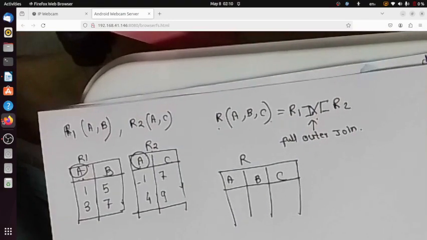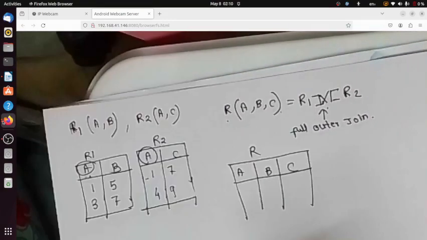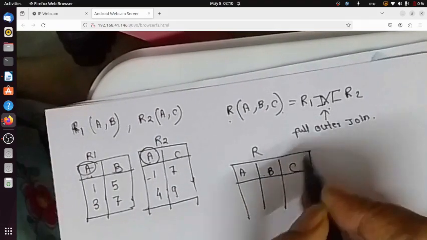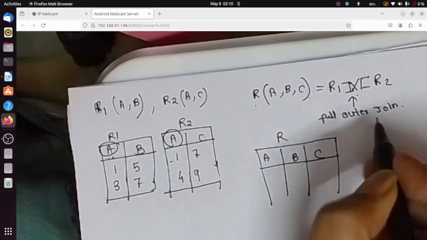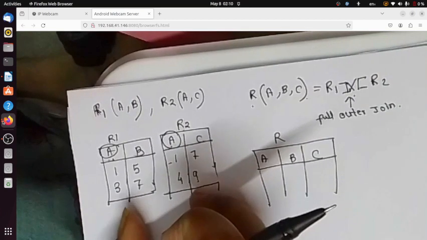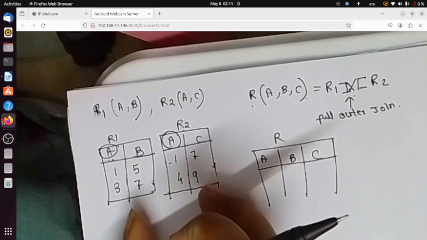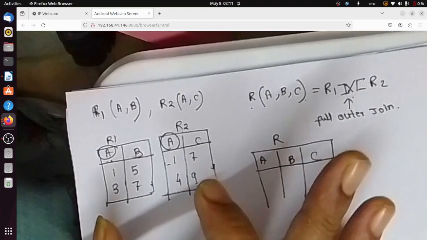Now we have to find out what are the tuples or records that will be there in this relation R. In a full outer join, the outer join operation takes two relations as operands and works on those two relations to obtain the output relation.